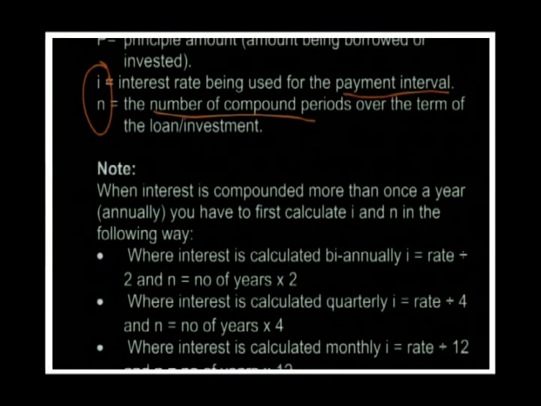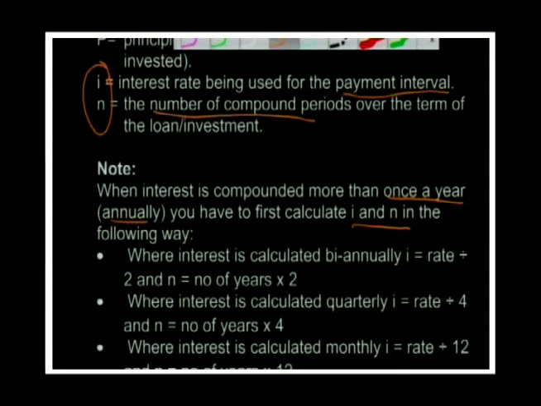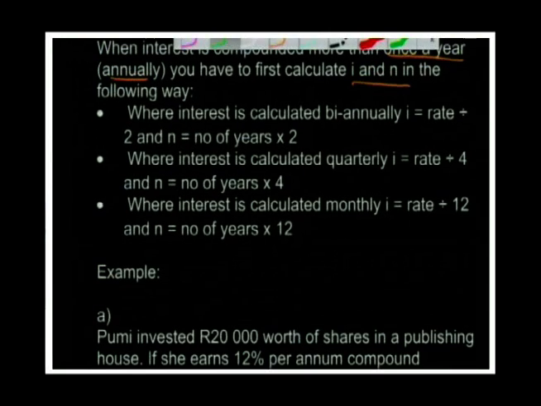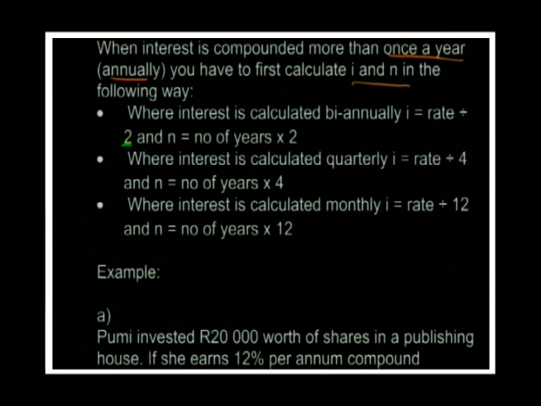So basically the ones I need to look at now are just your i and your n and what you need to do to calculate them. When interest is compounded more than once a year, or more than annually, you have to first calculate i and n in the following way. So let's see how we're going to calculate it. Where interest is calculated biannually, i is the interest rate per annum divided by 2, and n will be twice a year.